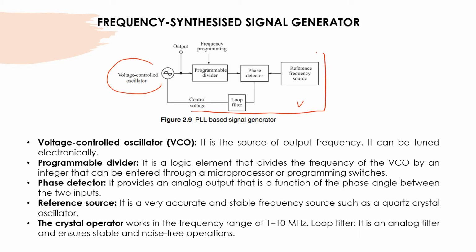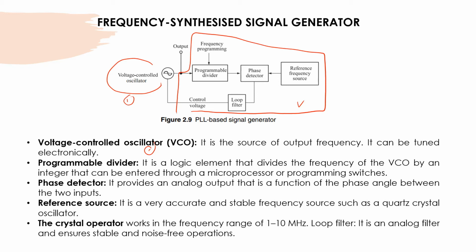So this is the PLL based signal generator, and here I will explain the detail of each block in the PLL based signal generator. We have the voltage controlled oscillator here, number 1, and it's the source of the output frequency, and it can be tuned electronically by controlling the voltage.